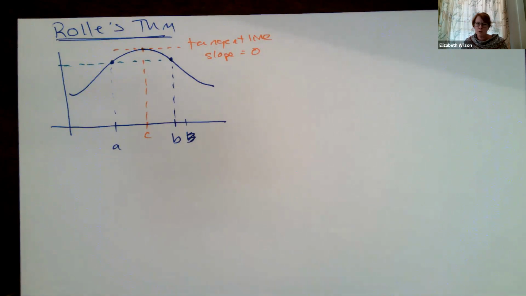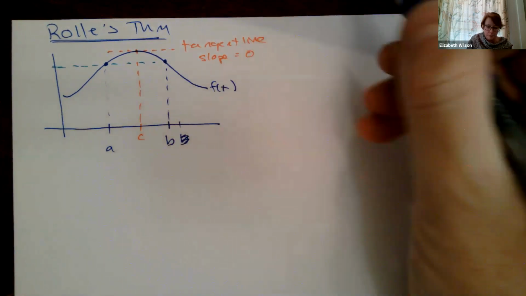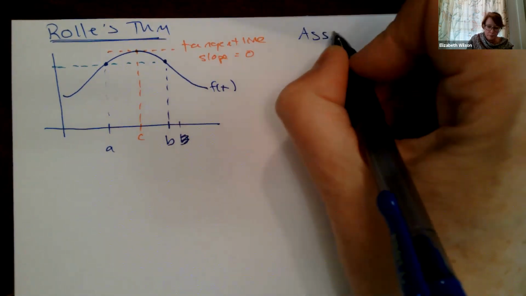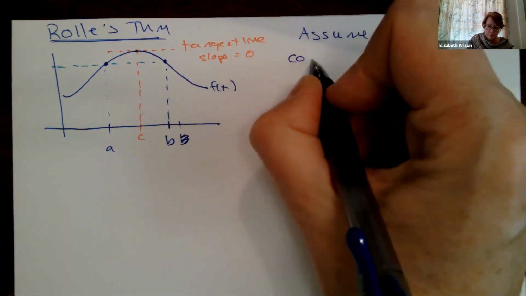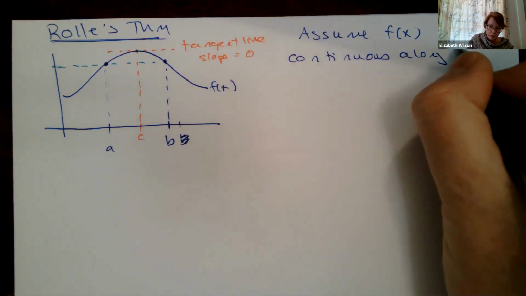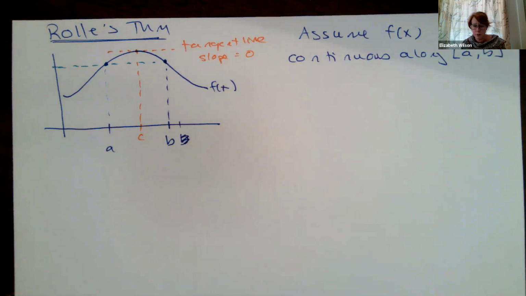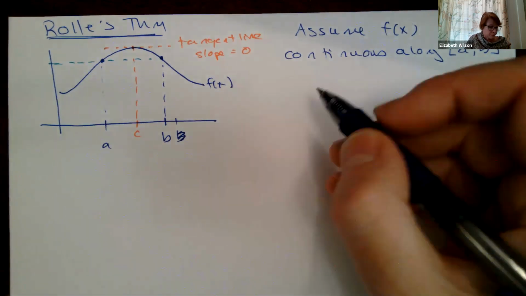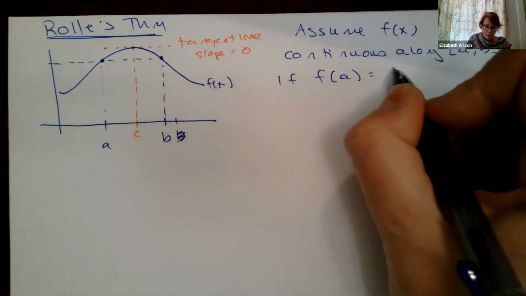Okay, I just drew a picture. Let me write the words so that the picture will make sense. Okay, so here's our function. All right, so we're going to assume that f of x is continuous along our interval a to b, which means it's also differentiable along our interval. Okay. If f of a equals f of b, right?